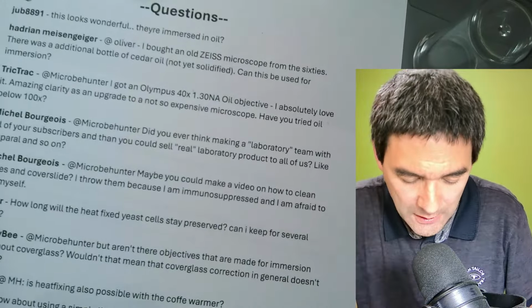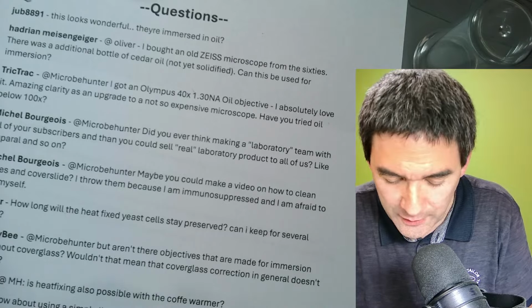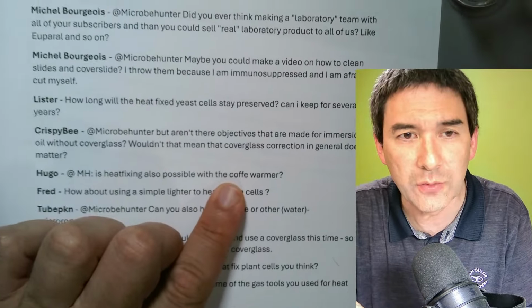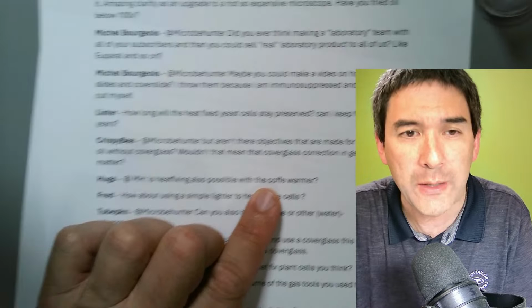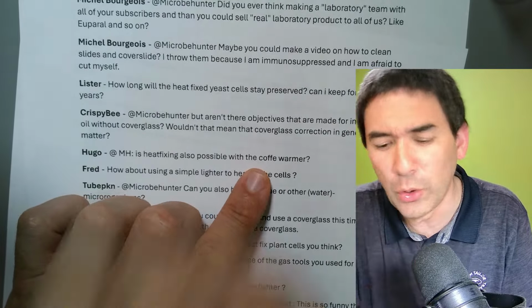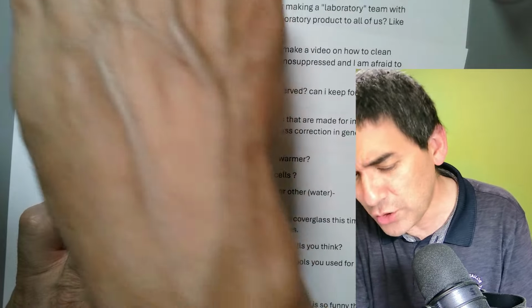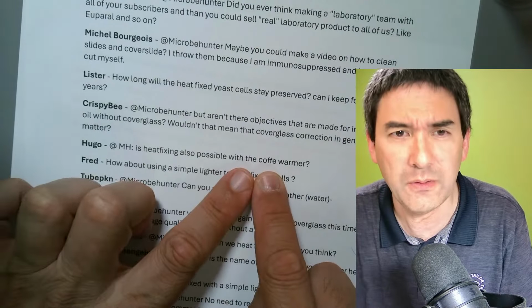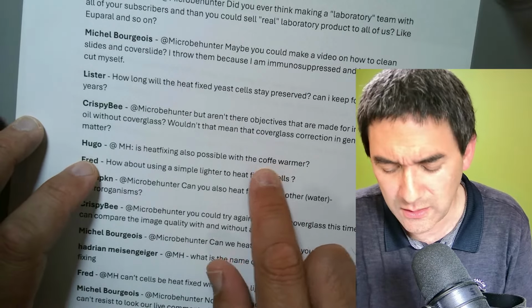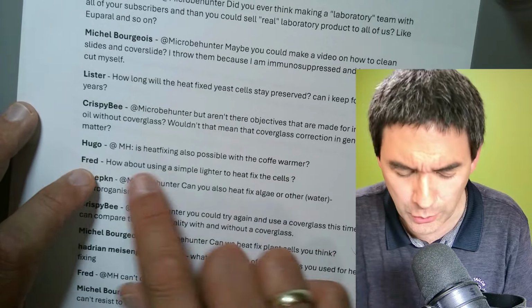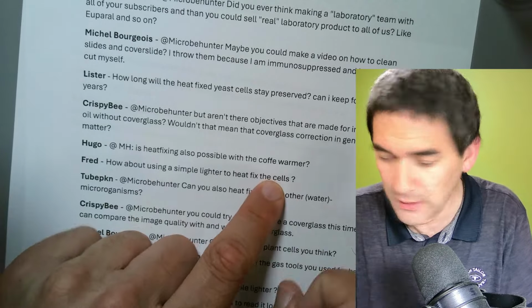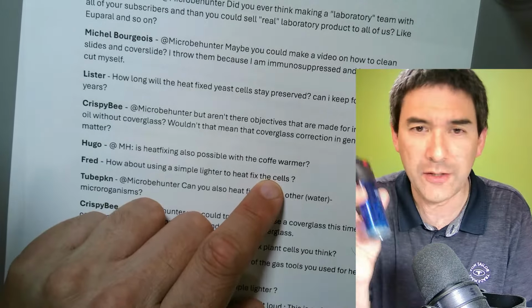Is heat fixing also possible with the coffee warmer? This is something that I think I also already answered. It's not hot enough. My coffee warmer goes to 80 degrees. I think it's got to be hotter than that. One might try, but generally I think with the flame it's a little bit hotter. How about using a simple lighter to heat fix the cells? That's possible. This is actually a lighter.